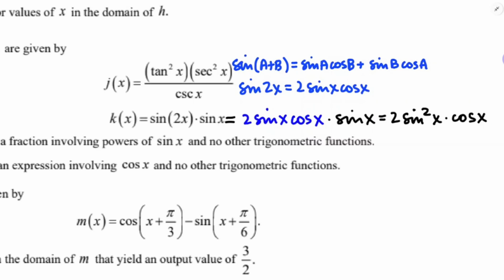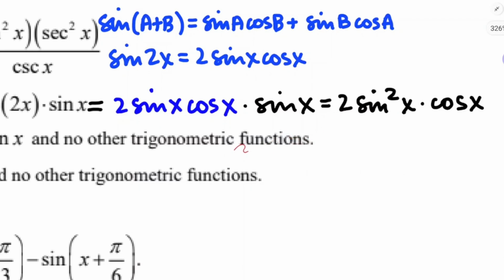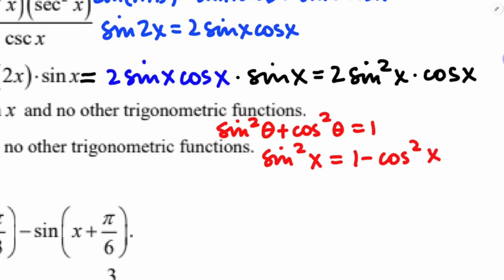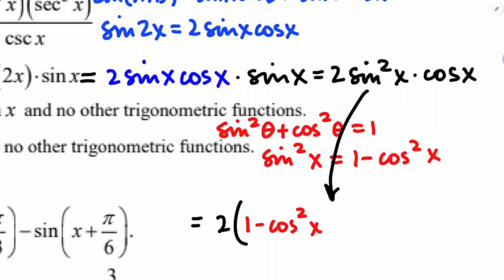So the thing that's in my way is a sine squared x, and once again I'm going to use that Pythagorean identity that I know. I know that sine squared theta plus cosine squared theta equals 1 for every theta. Therefore, if I wanted to solve for sine squared x, that's going to be 1 minus cosine squared x. And then this original expression here is going to become equal to 2 times 1 minus cosine squared x, and then another cosine x.